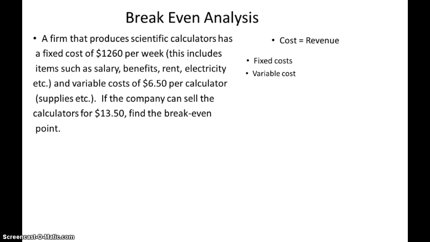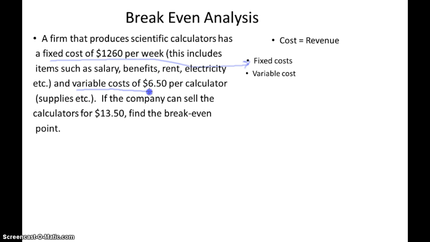So let's go look at this exact problem. As I read through it, I want to underline things as to whether they're cost or whether they're revenue. So a firm produces scientific calculators, right up my alley, because you're taking a math course. Calculators, what would be better? And it has a fixed cost, so that is one of the items that we were looking for. And this includes such things as salary, benefits, rent, electricity. Okay, we got it. And it has variable cost.